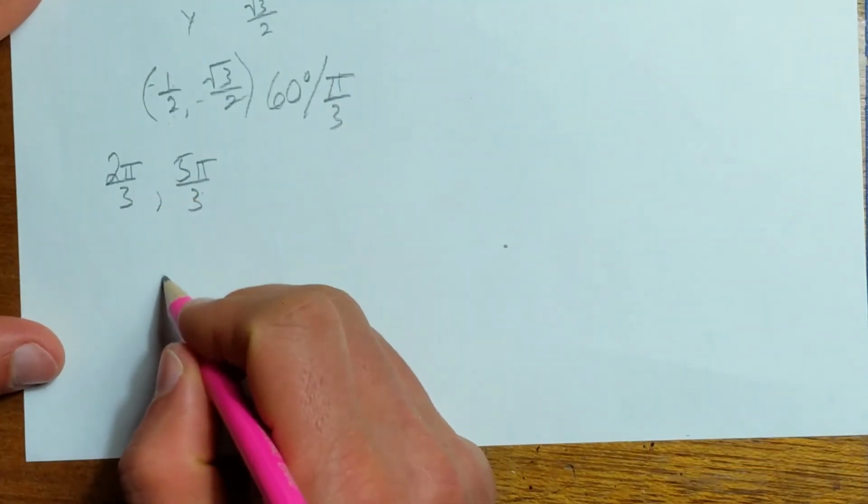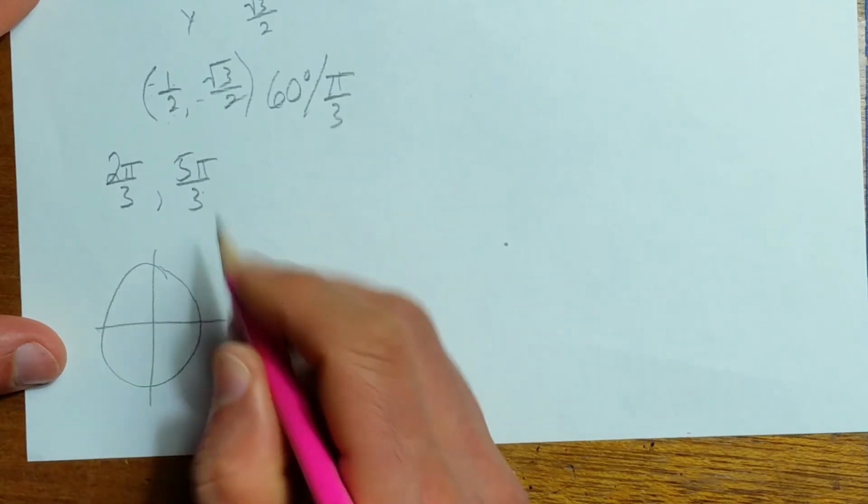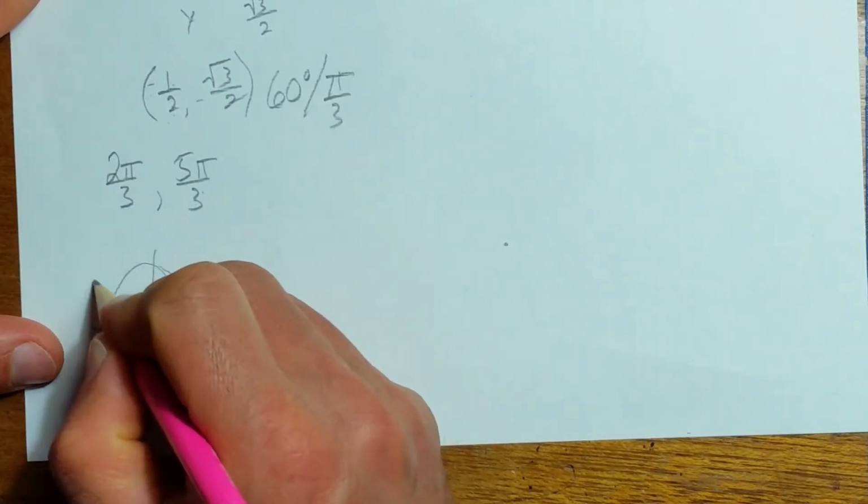Alright, now I'm going to redraw this down here to see if I can't help you find the negatives in a different way, the negative angles.